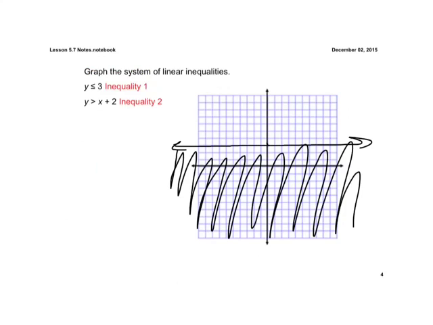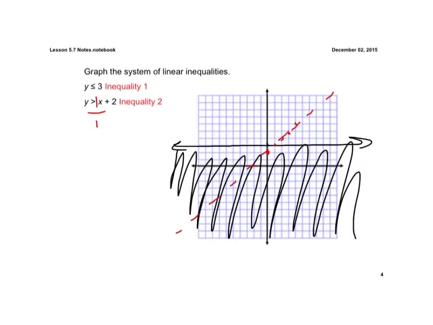Everything below the line. Now our second line here, y is greater than x plus 2. Okay, so let's go to 2. Maybe let's make this line red. Okay, let's go to 2 on our y-axis. Plot our y-intercept. Our slope is 1 over 1, so we're going to go up 1, right 1, up 1, right 1, up 1, right 1. We can see our line starting to form. This is a dotted line because it's not or equal to. So let's make our dotted line through those points.